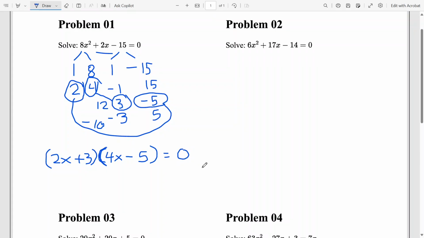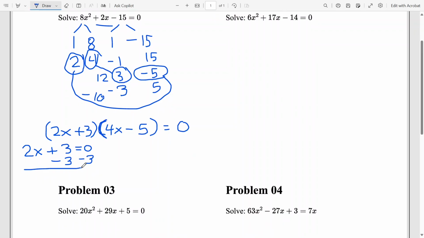All right, so now what I'm going to do is set each factor equal to 0. I'm going to say 2x plus 3 equals 0. I'm going to subtract 3 from both sides here. And these are going to cancel. I'll get 2x equals negative 3. And then I'll divide by 2, running a little bit out of room here. And so I get x equals negative 3 halves.